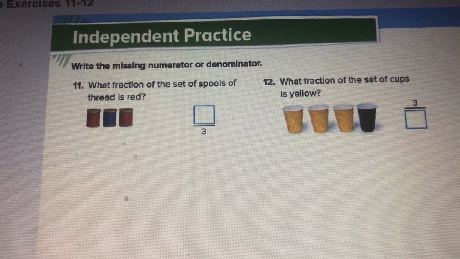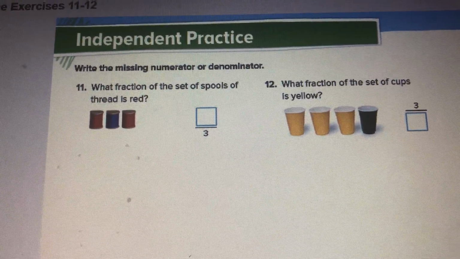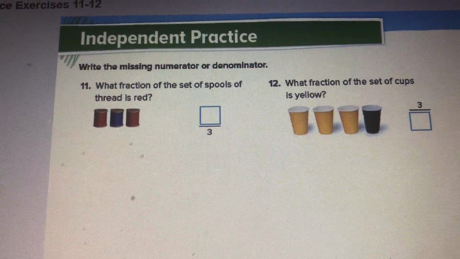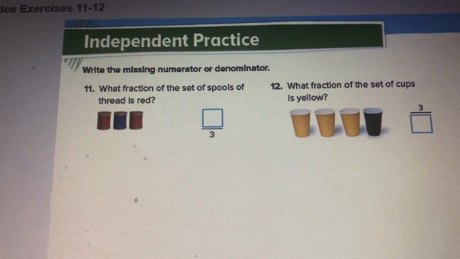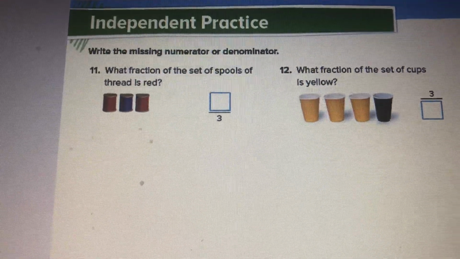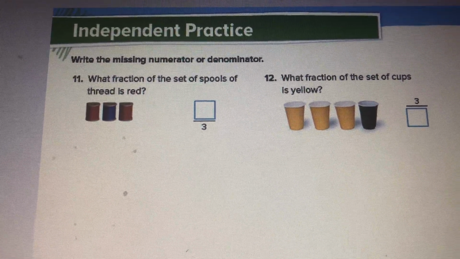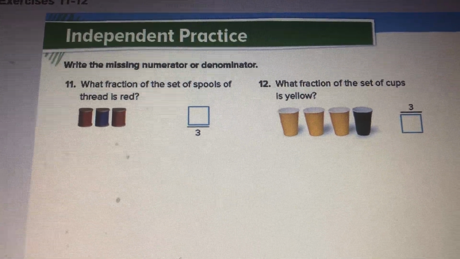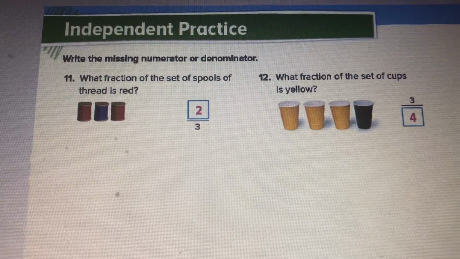Okay, moving right along. Write the missing numerator or denominator. Number 11 is looking for a numerator, so you're going to write what fraction of the set of spools of thread is red. So how many are red? Number 12 is looking for a denominator. What fraction of the set of cups are yellow? But you're looking for a total in all. There you go.